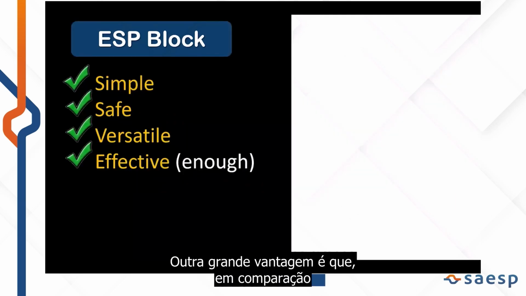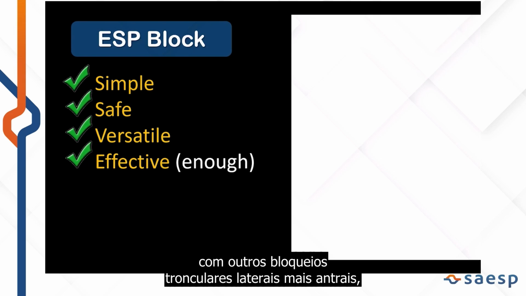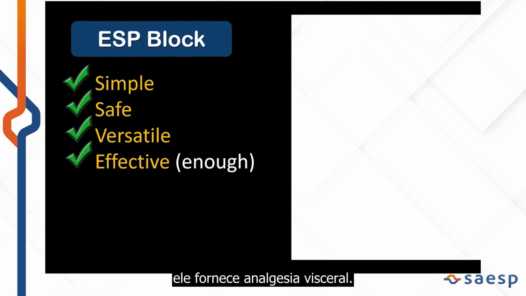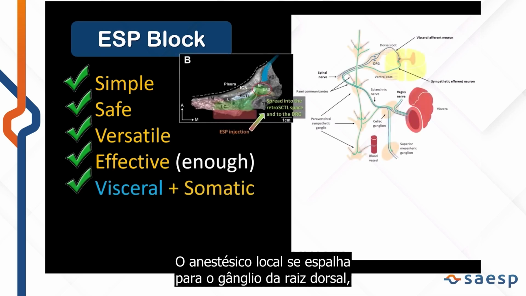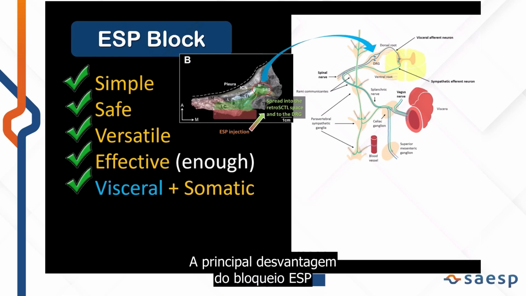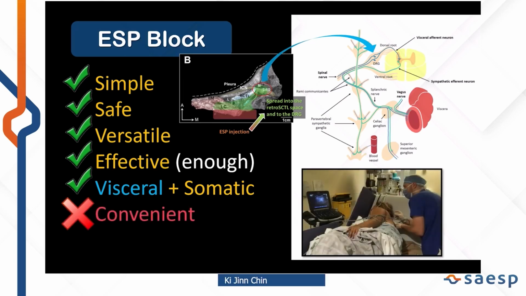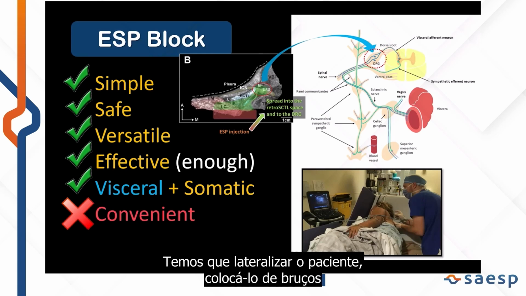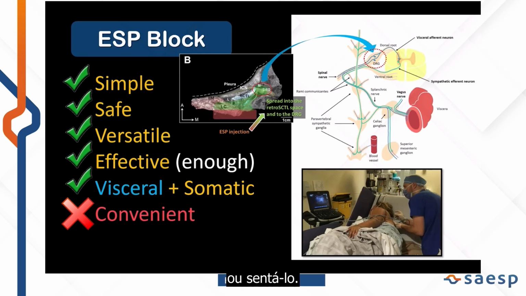Another big advantage is that compared to some other more anterolateral truncal blocks, it provides visceral analgesia. Local anesthetic spreads to the dorsal root ganglion, which is where the visceral afferents converge with the somatic afferents. Really, the main drawback, as I see it, with the ESP block is that you have to somehow access the patient's back, which means it's not a block you can do in the supine position, and you have to either turn patients lateral or prone, or you could sit them up.